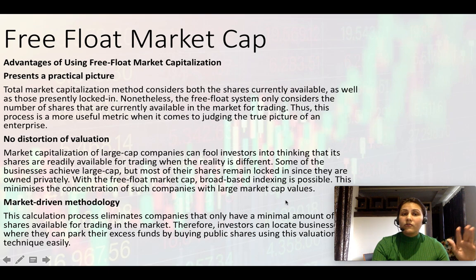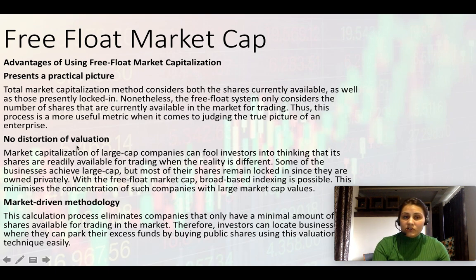Now, what are the advantages of using free float market cap? First of all, it will give you a very practical picture. You would be able to understand how many shares are in reality available and how much is presently locked in. It gives you a very clear picture about the organization.